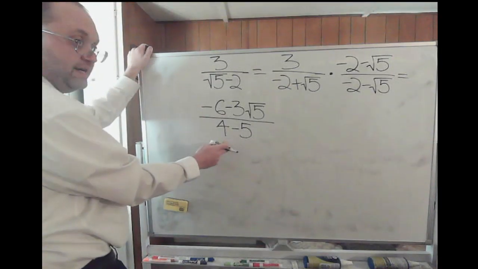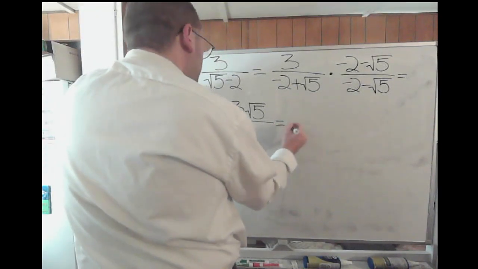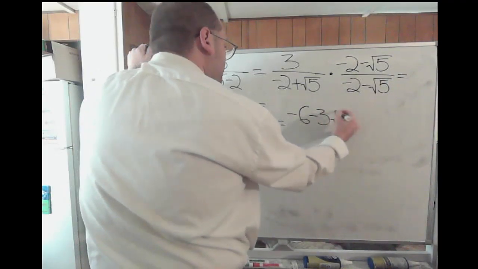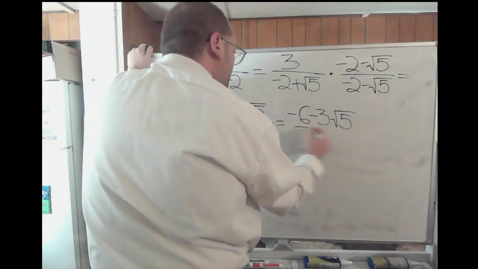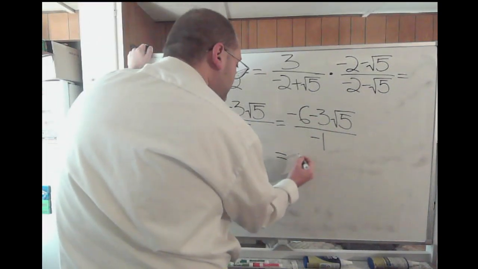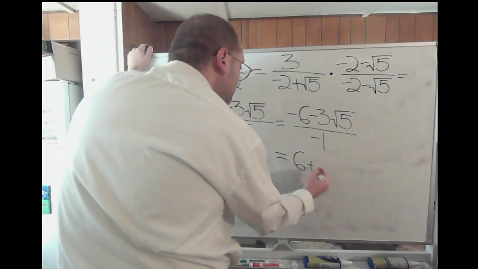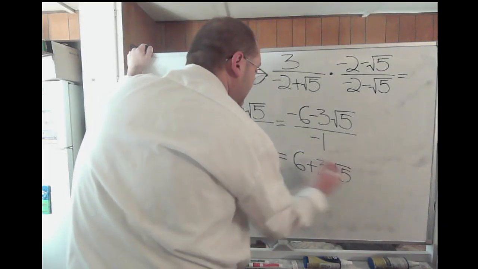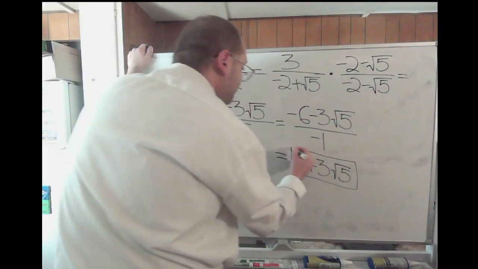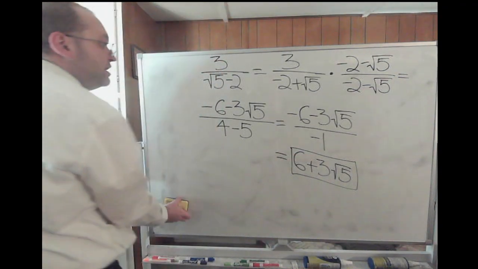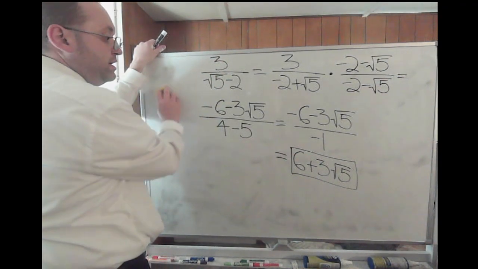So you have 4 minus 5 in the denominator. This will end up being negative 6 minus 3 times the square root of 5 all over negative 1, which means you can divide everything by negative 1. You now get positive 6 plus 3 times the square root of 5. So the answer we're looking for here is going to be 6 plus 3 times the square root of 5 when you rationalize the denominator.